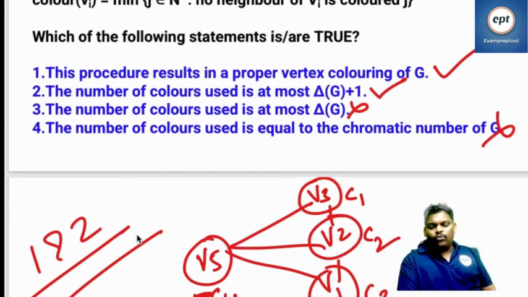One and 2 are true. Proper vertex coloring is fine, but I cannot guarantee the minimum number of colors. This procedure results in a proper vertex coloring of G. The number of colors used is at most delta G plus 1.